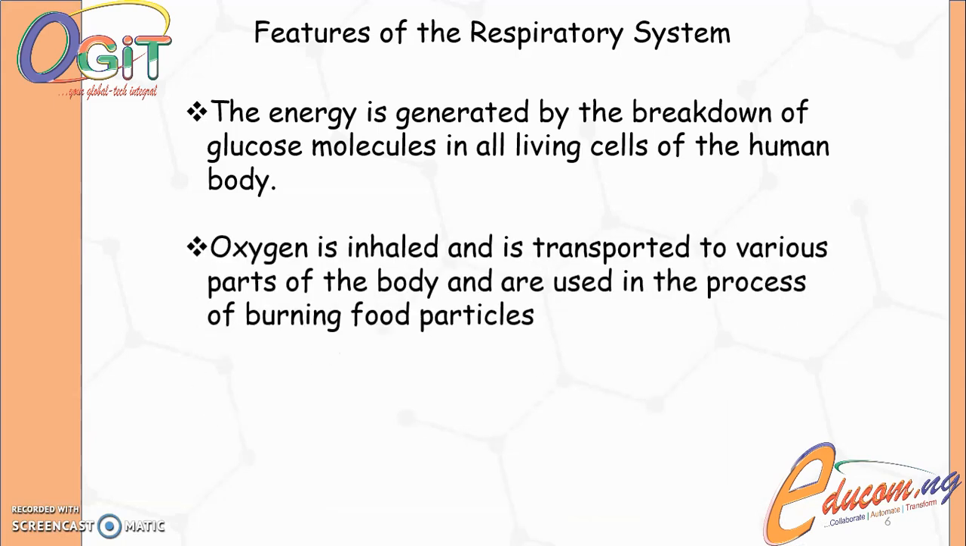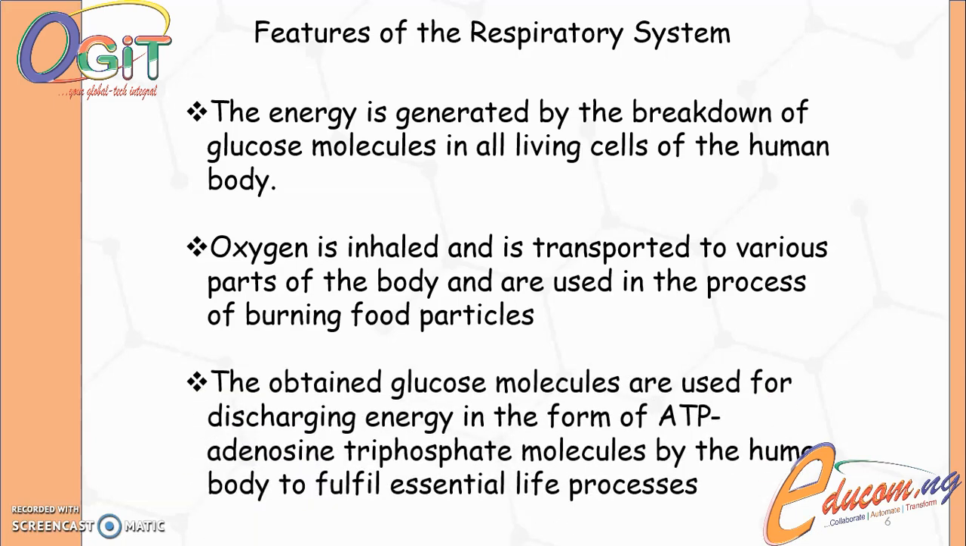The second feature is that oxygen is inhaled and transported to various parts of the body and is used in the process of burning food particles. That is, breaking down of glucose molecules at the cellular level in a series of chemical reactions. The third and last feature is that the obtained glucose molecules are used for discharging energy in the form of ATP, adenosine triphosphate molecules, by the human body to fulfill essential life processes.